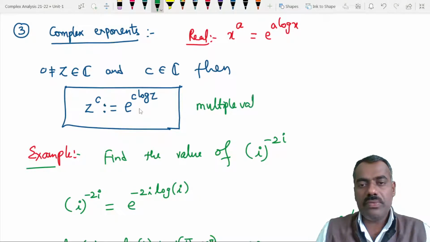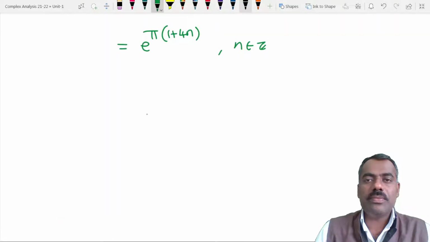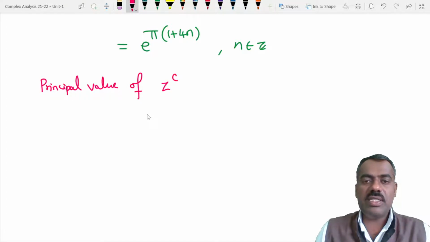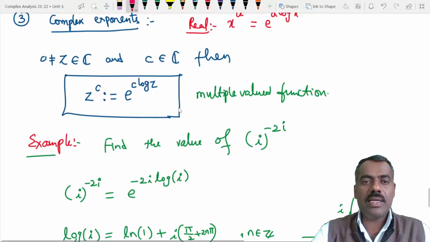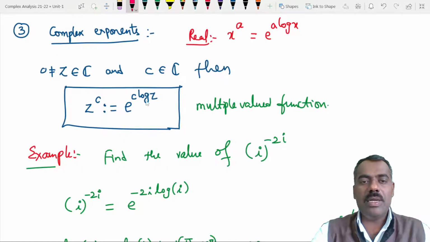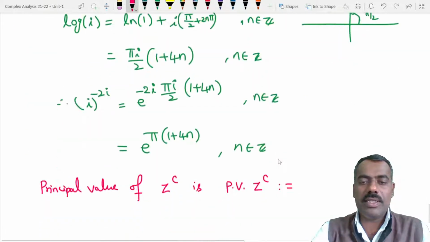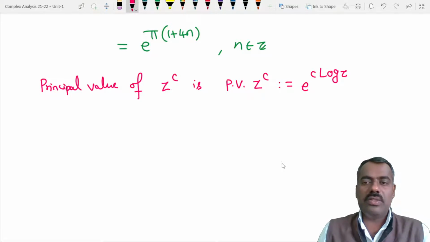Again, this is a multiple valued function. Whenever we have a multiple valued function, we can talk about the principal value. So you can define the principal value of z power c, simply call it PV of z power c. Because log z is multiple valued, for that log z we have the principal value which is capital Log. Whatever value we get, that we define as the principal value.